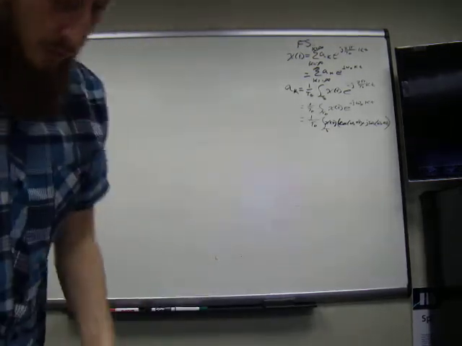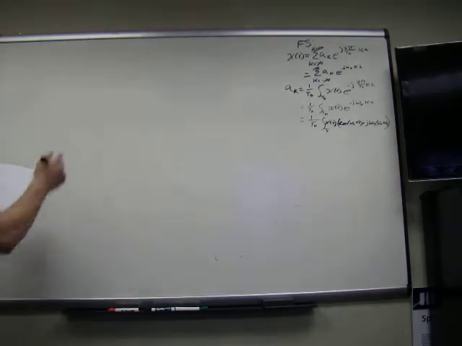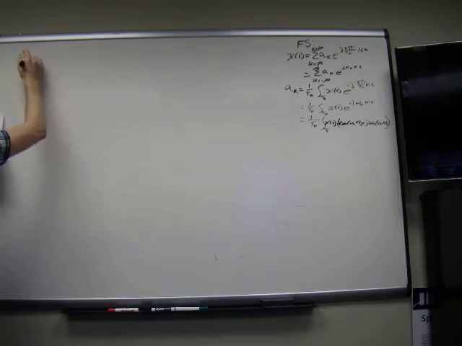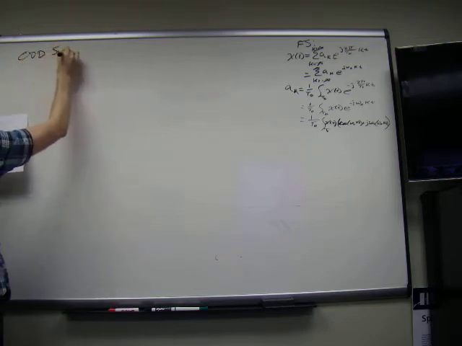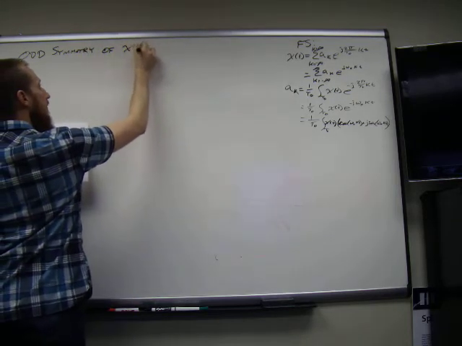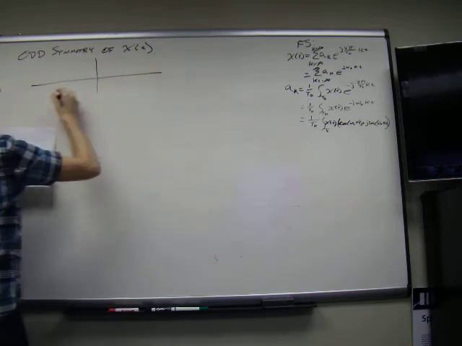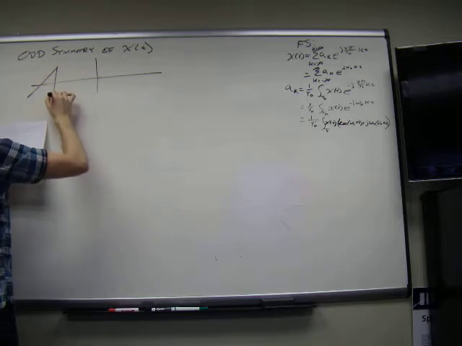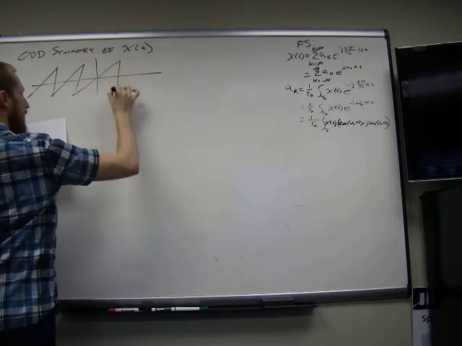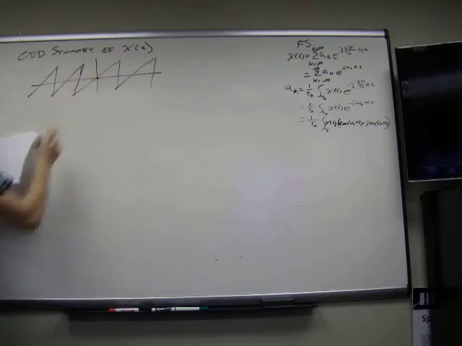Alright, so let's use this a little bit to see what it does. So now, here are some considerations. Let's look at odd symmetry of x of t. This is going to be an equation such as a sawtooth, where it's passing through the origin.